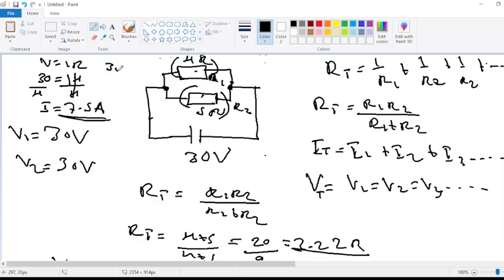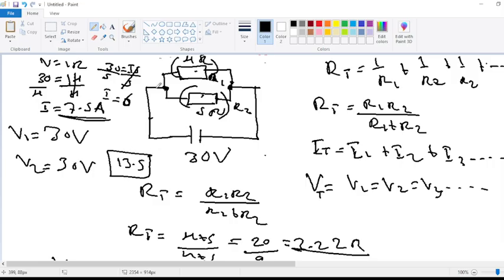Let's find the current at this point. We have 30 equals the current, I, times 5. So you divide by 5 on both sides and you cancel. What is 30 divided by 5? That's 6. So if you add 7.5 plus 6, you have 13.5, and if you calculate it like this, 13.5 becomes the total current.